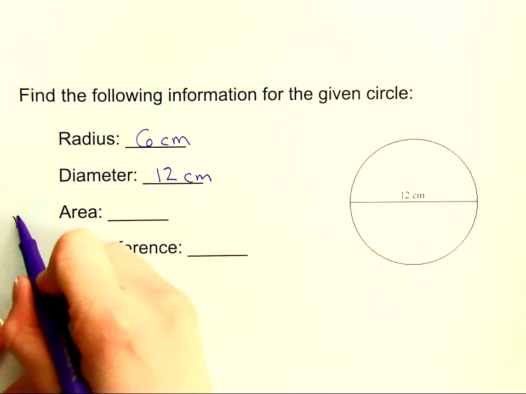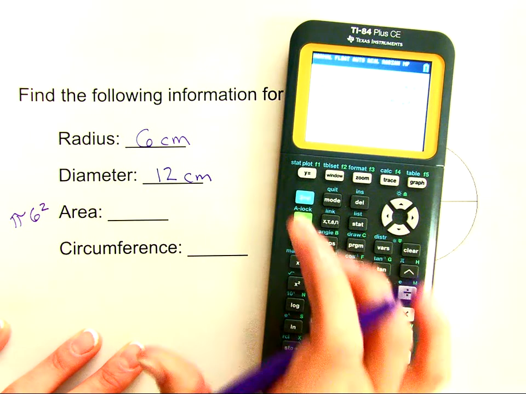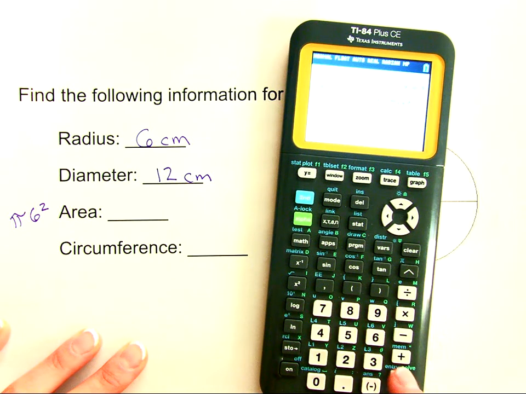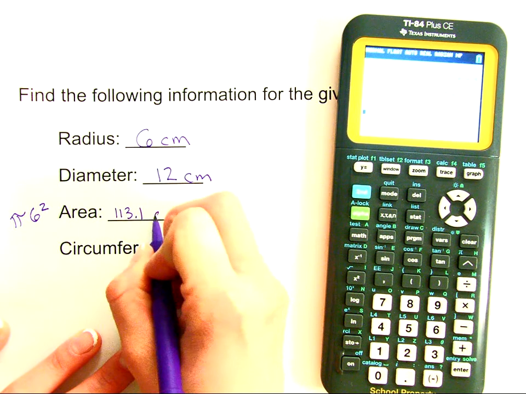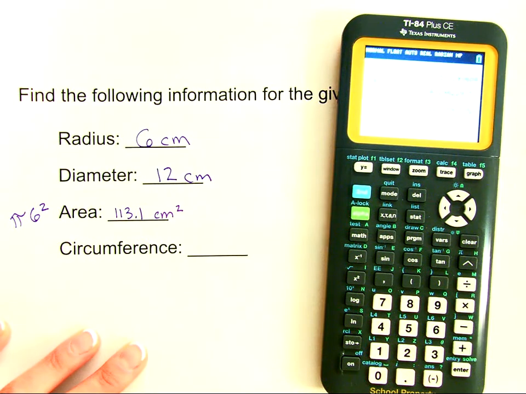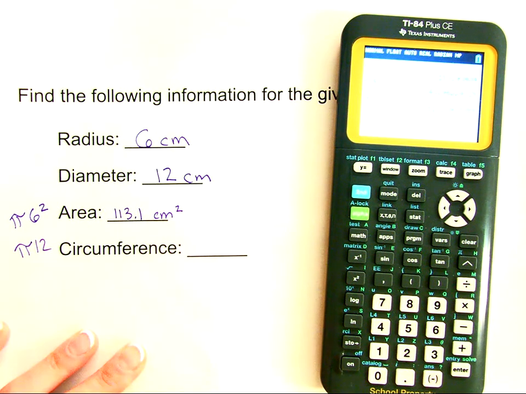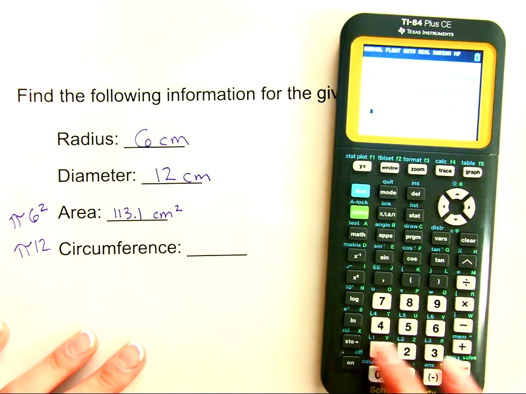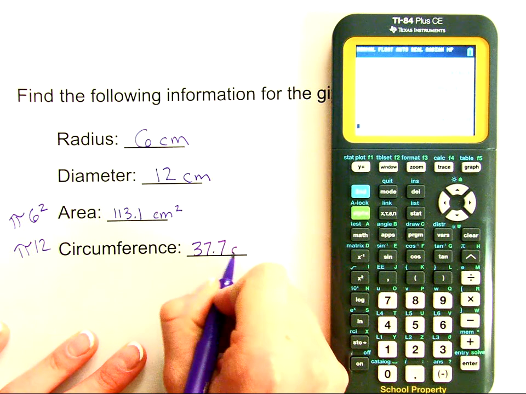So area is pi times radius squared. So pi times 6 squared gives me 113.1 centimeters squared. Circumference is pi times diameter. So pi times 12 is 37.7 centimeters.